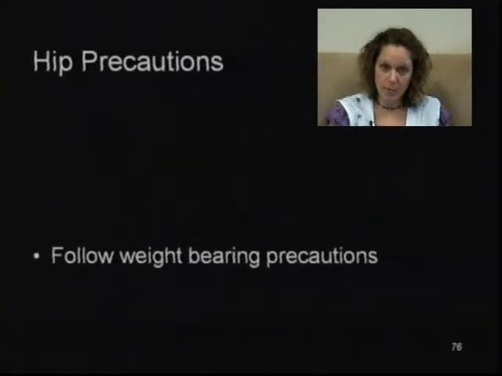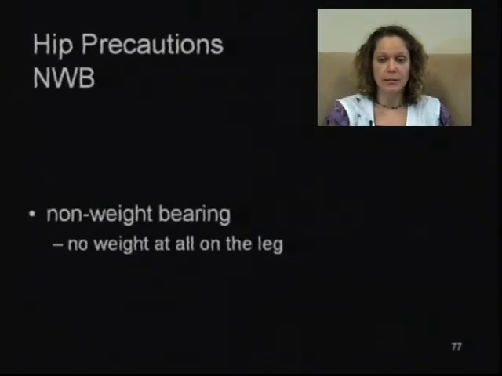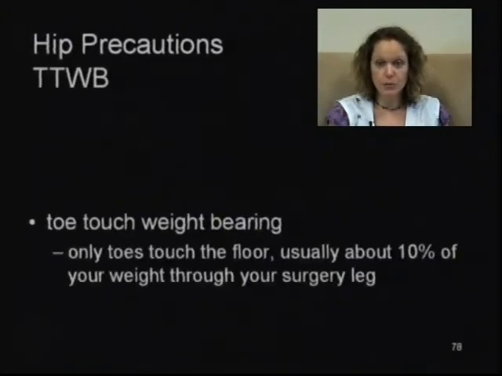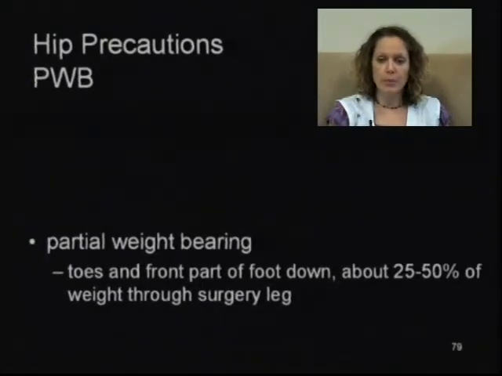We want to follow weight-bearing precautions, and we're going to look at some examples. Non-weight-bearing, NWB, is no weight-bearing on the leg at all, okay, that's affected. Toe-touch weight-bearing, TTWB, is only toes touching the floor. So this is usually about 10% of your weight can be put on your surgery leg, okay? Partial weight bearing is when the toes and the front part of the foot can be down, and so about 25 to 50% of weight can be put through the surgery leg. This is partial weight bearing.